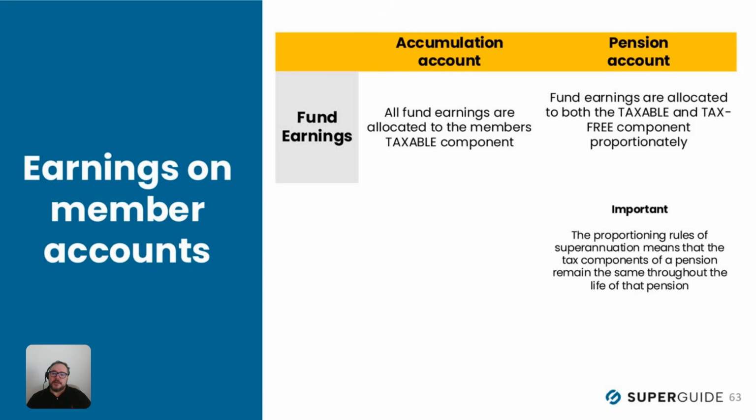But when we're in pension phase, the fund earnings get allocated to both the taxable and the tax-free proportionately. When we start a pension, we say, hey, trustees, I want to start a pension with $1 million. We determine what the tax components are. There's some tax-free component and there's some taxable component.